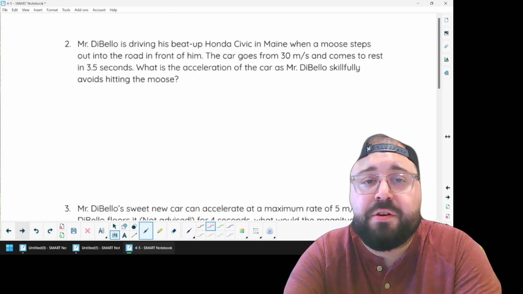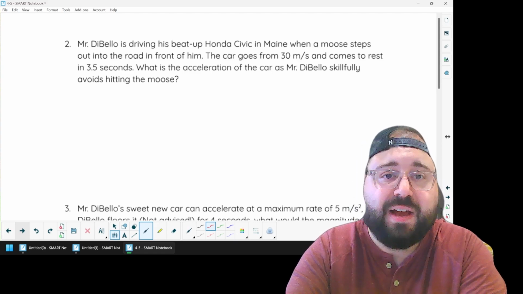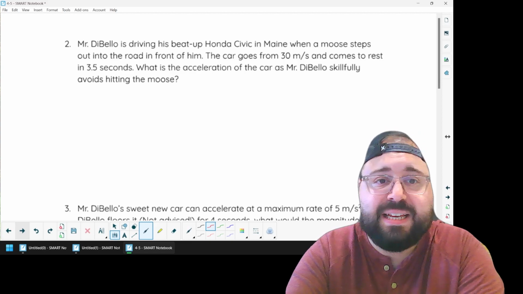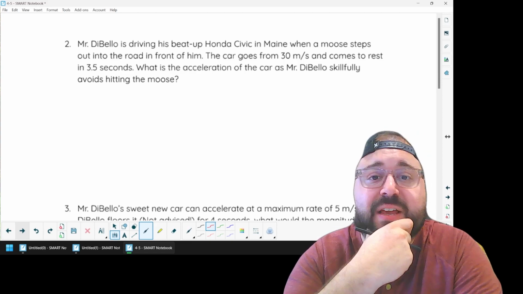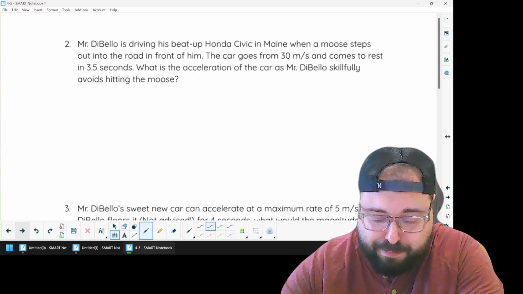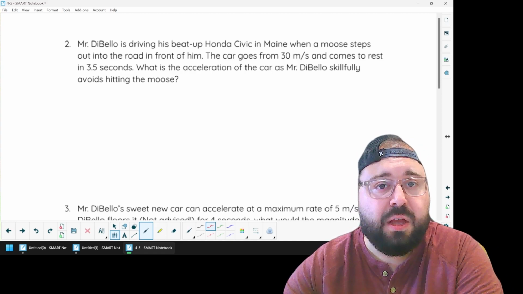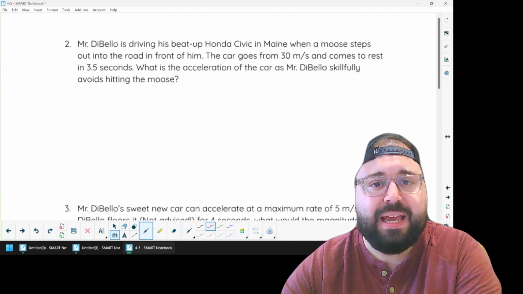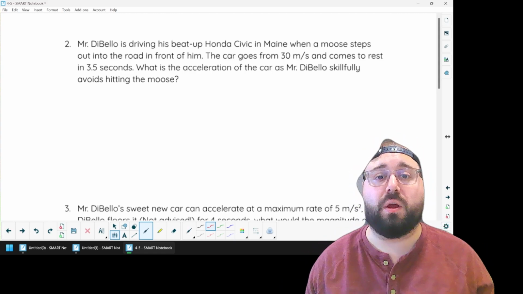So we went from 30 meters per second to rest in 3.5 seconds. What is the acceleration of the car as Mr. DeVello skillfully avoids hitting the moose? Now in this one, notice we don't see that word magnitude as we did in the past one. So in this one, we are going to have to take into account direction. Let's see how the equation is going to do that for us.